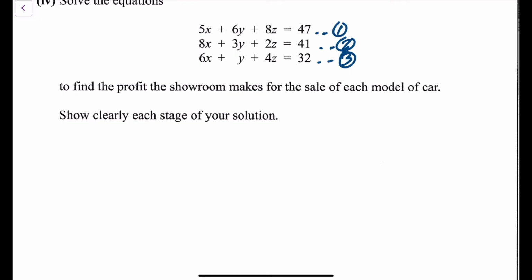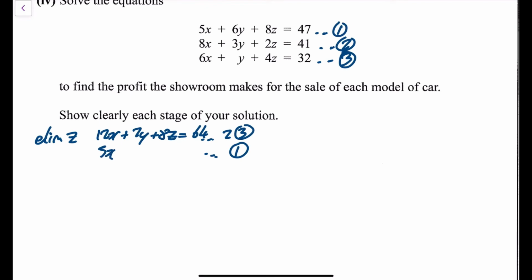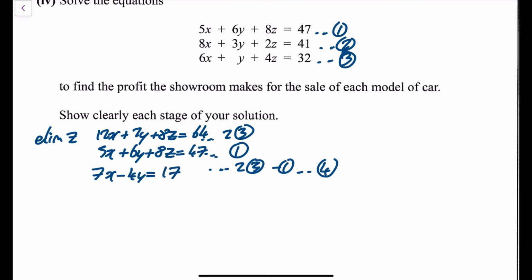Okay. I'm going to say what I want to eliminate. So I'm going to eliminate z. A bit of a long question, this one. I'm going to eliminate z by making the number of z's in each equation the same. So I'm going to multiply my equation 3 by 2, and that'll give me 12x plus 2y plus 8z is equal to 64. And my equation 1 underneath it was 5x plus 6y plus 8z is equal to 47. Now if you subtract, so if you do 2 times equation 3 minus equation 1, that's going to give you equation 4, which is 7x minus 4y is equal to 17.